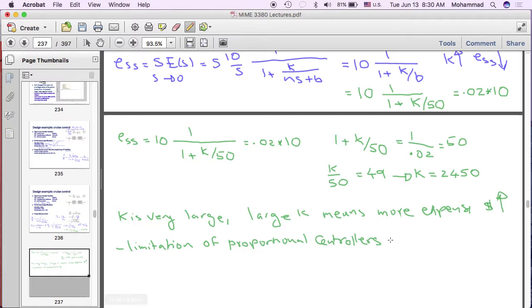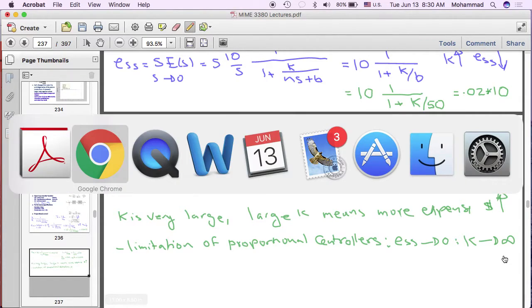What is the limitation? For E steady state to go to 0, essentially your k needs to approach infinity, which again means quite an expensive controller. So that tells you right away that we need to do better. We need probably a better control logic, which will come later. But let's go ahead and simulate that. So let's go back to MATLAB, please.